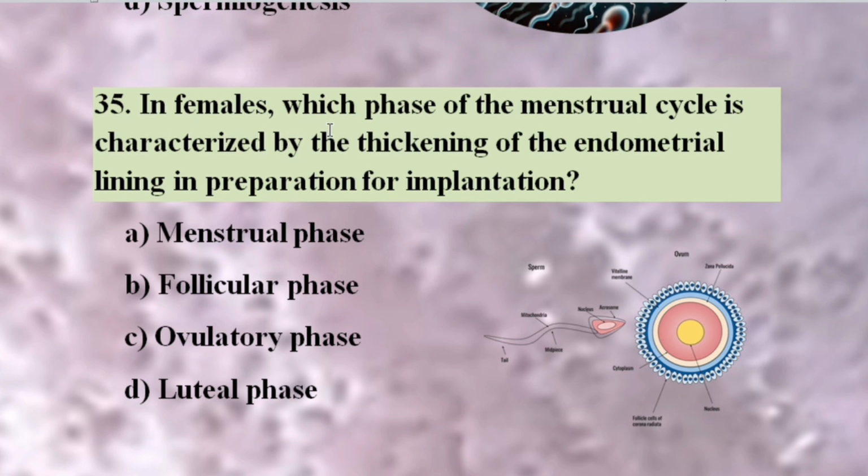In females, which phase of the menstrual cycle is characterized by the thickening of the endometrial lining in the preparation for implantation? Alpha, menstrual phase; beta, follicular phase; Charlie, ovulatory phase; delta, luteal phase. So comment the right answer.